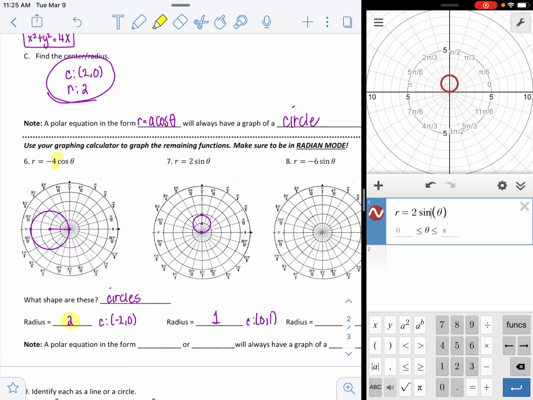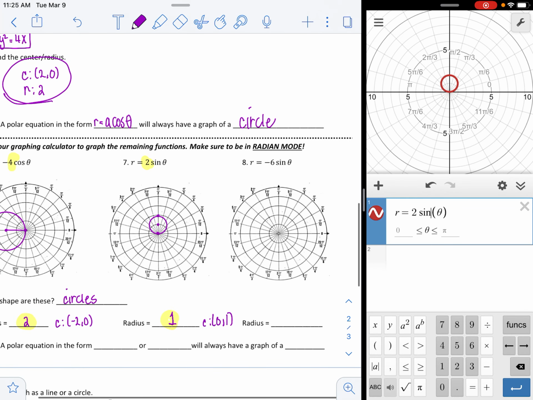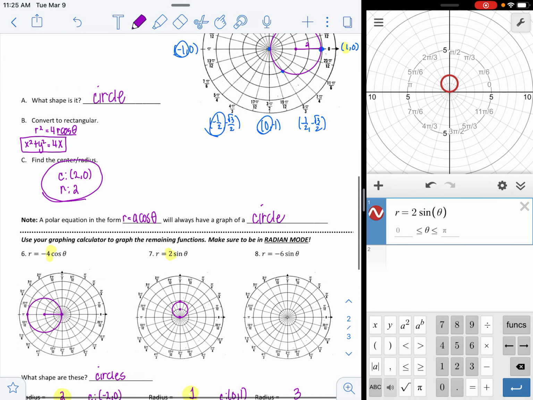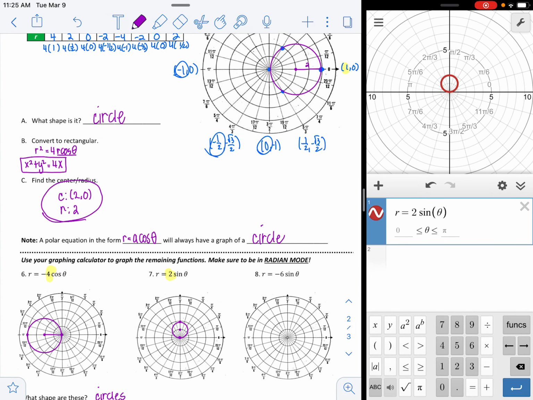This radius is 2. If you look at this number, it's 4. This radius is 1. If you look at it, this is 2. So what we can think about is, okay, what's this radius? This radius, if that's a 6, this radius is going to be a 3. Okay? But what about the location? Because if you look, the circle has moved.